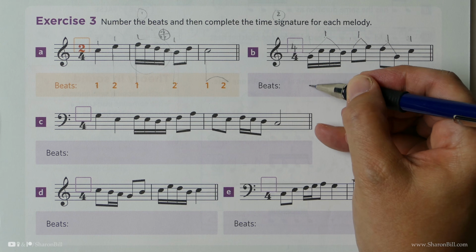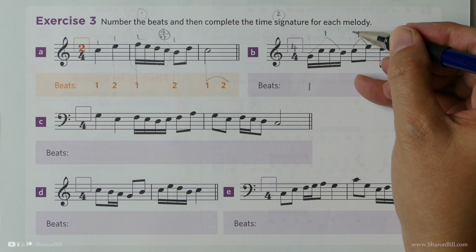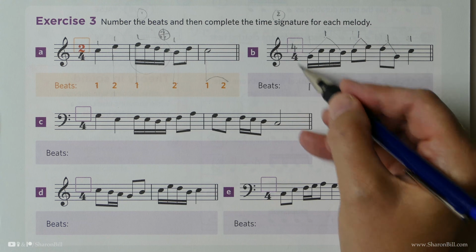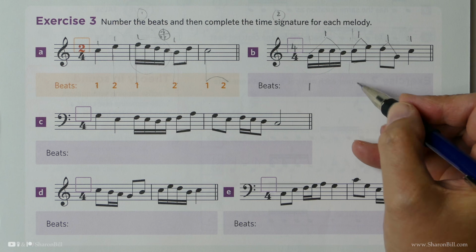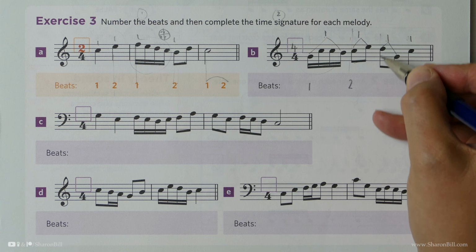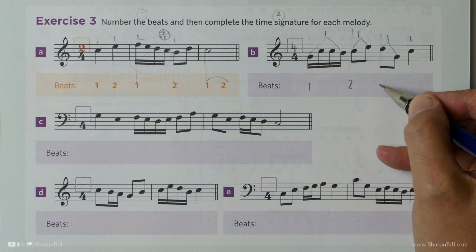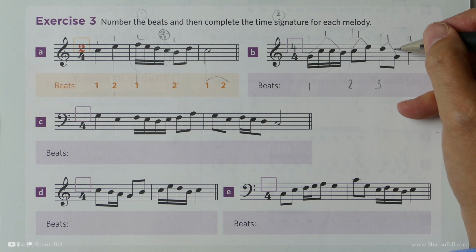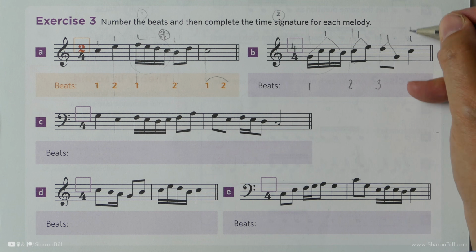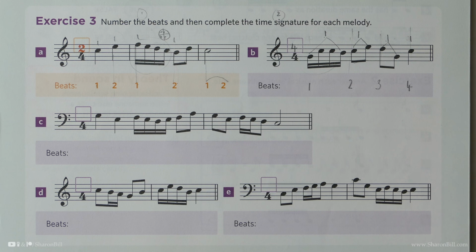So here is beat 1, and then the beam, that's beat 1. Here's the next beam, that's where beat 2 falls. There's the second half of beat 2. Here's the start of beat 3. That's the second half of beat 3, and then this is where beat 4 falls.